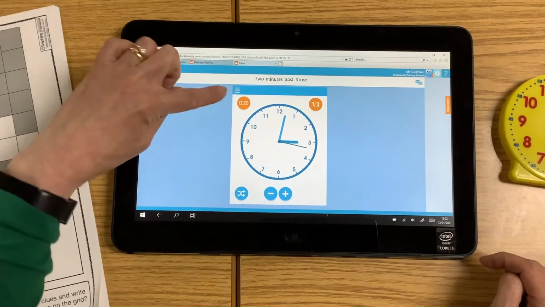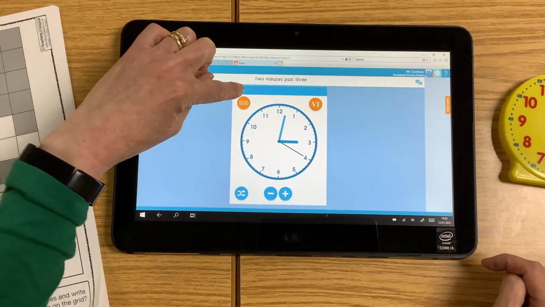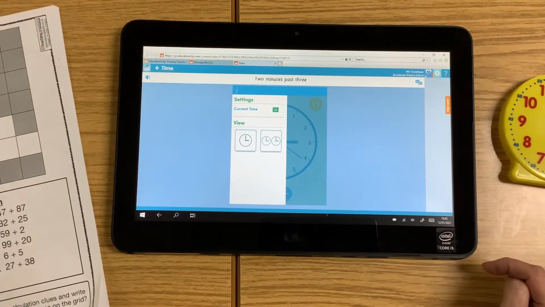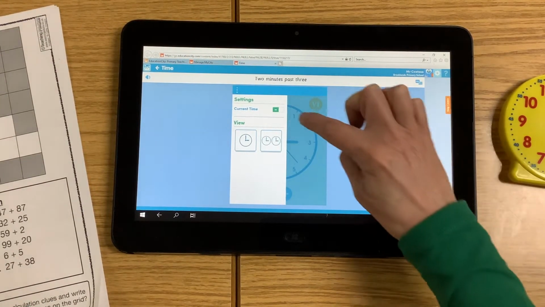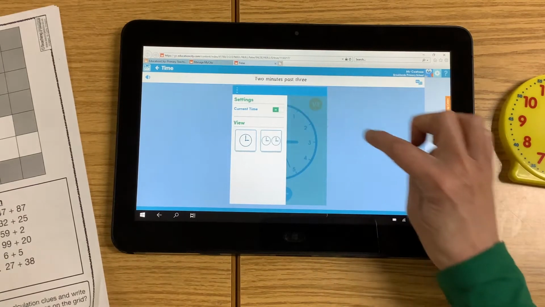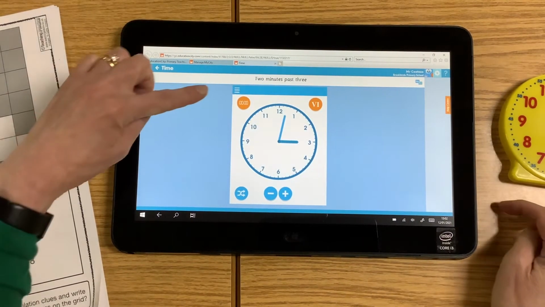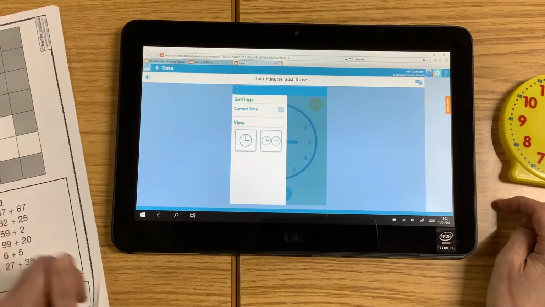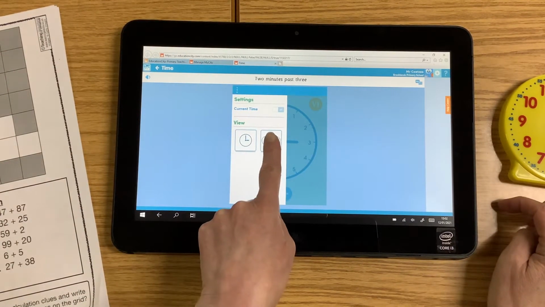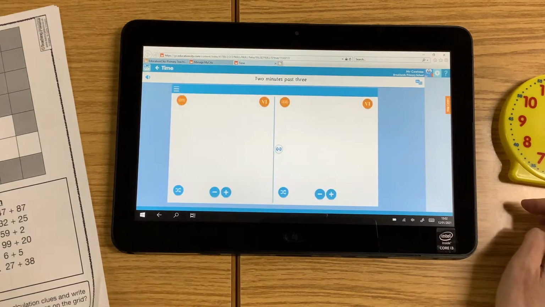So the first thing I want you to do is click on these 3 lines. At the minute it says it's showing me the current time, so I'm going to turn that off. So it's taken away the second hand. The next thing I want you to do is go back to those 3 lines and change it to showing me 2 clocks at a time.